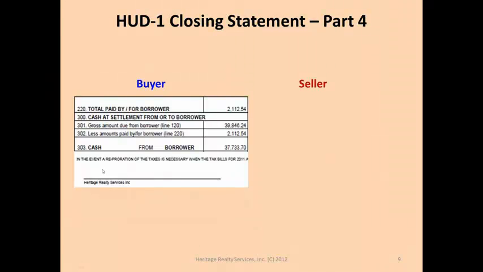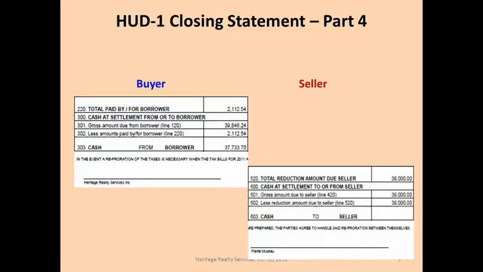Now we're moving down to the summary, this bottom of the first page. The total paid by the borrower, that's me, the buyer. I get a credit for the taxes. So I owe $39,846, which is purchase price plus my closing cost, but I get to subtract that $2,112 that I got as a credit for the taxes. What I'm going to bring to closing is $37,733.70. Now let's look at the seller side.